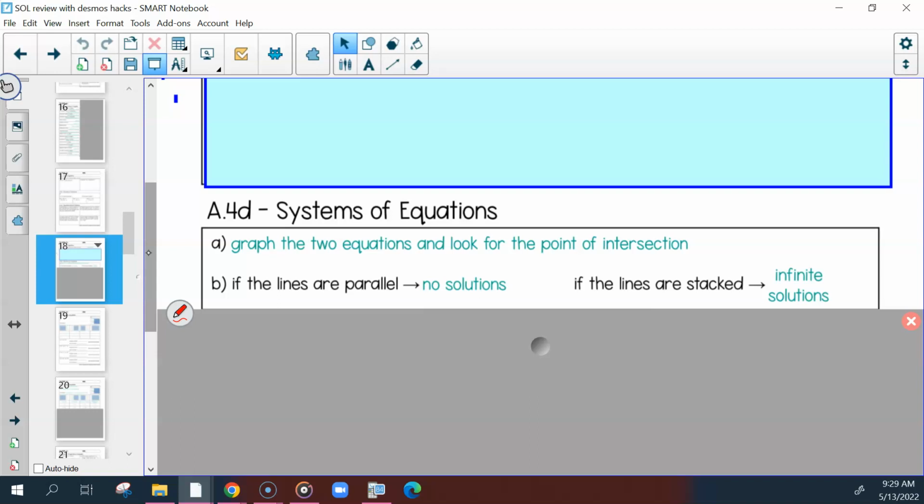For the bottom section, A4E, those are all word problems. Two of them are just word problems, and two of them are systems word problems. Do we want to go over or see any of those, 21 through 24? Aubrey? 24. Or 22? Yeah, 22.